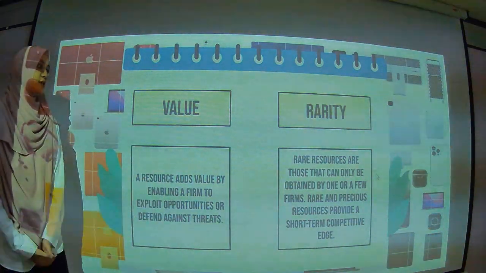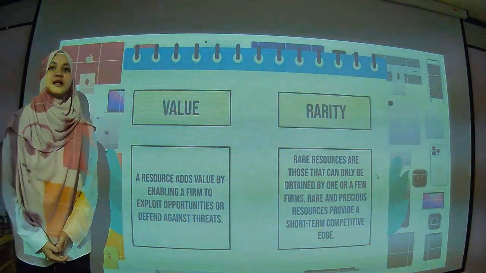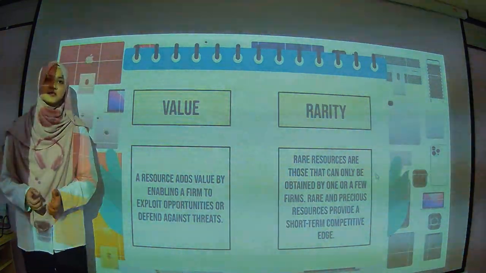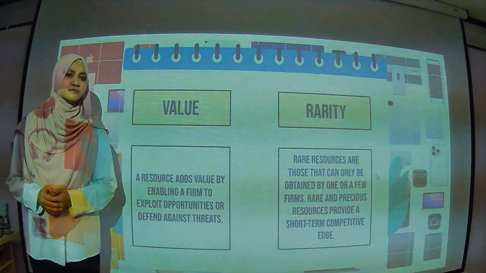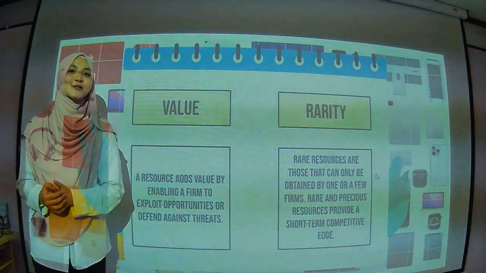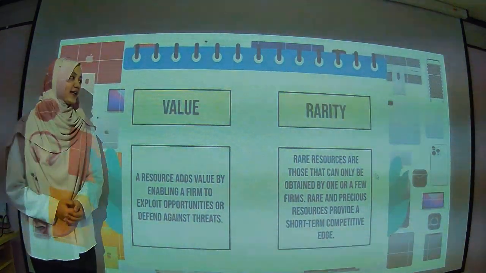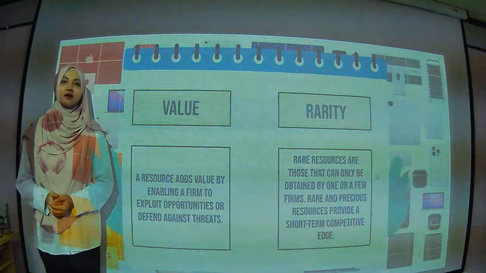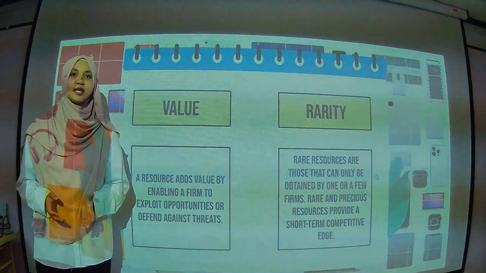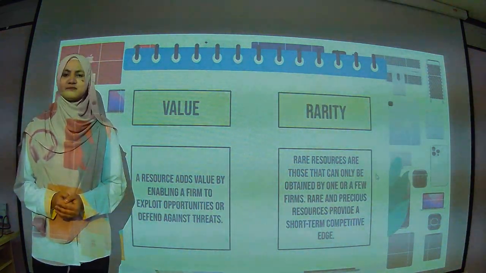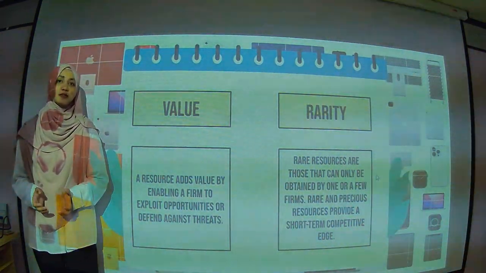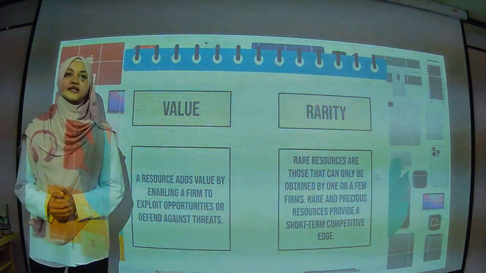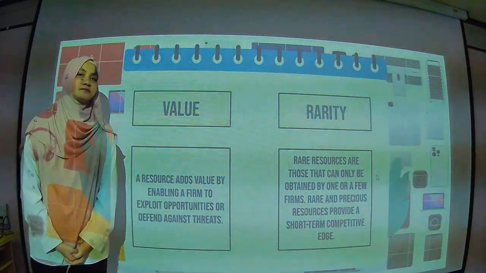Secondly is rarity. Rare resources are those that can only be obtained by one or a few firms. Rare and precious resources provide a short-term competitive edge. On the other hand, the situation when more than a few companies have the same resource or use the capability in a similar way leads to competitive parity. This is because firms can use identical resources to implement the same strategies and no organization can achieve superior performance. Next slide, please.